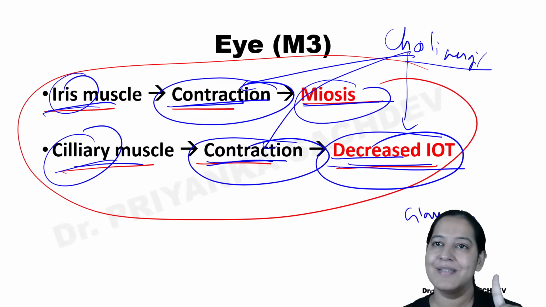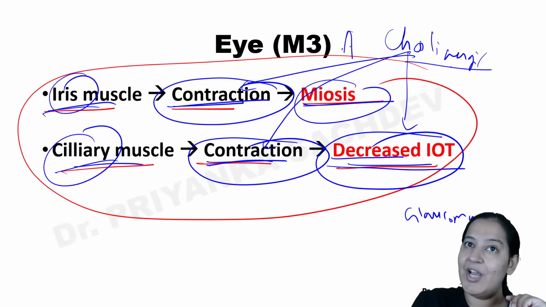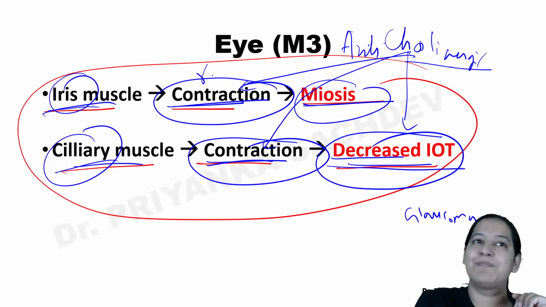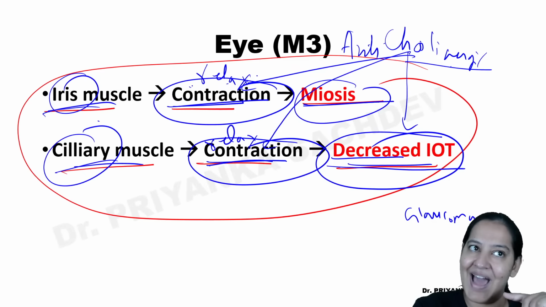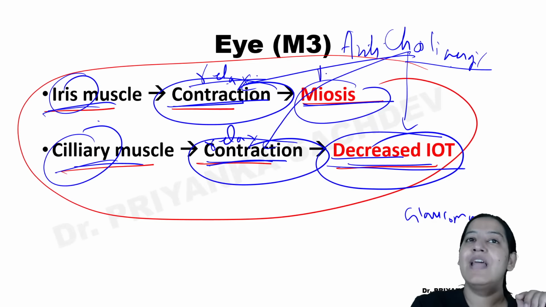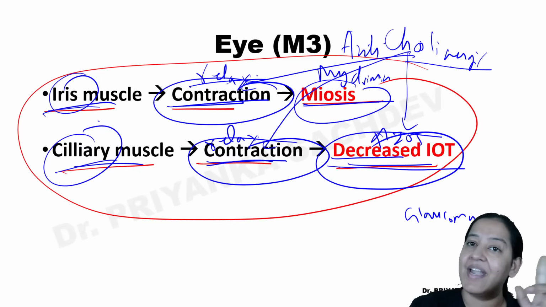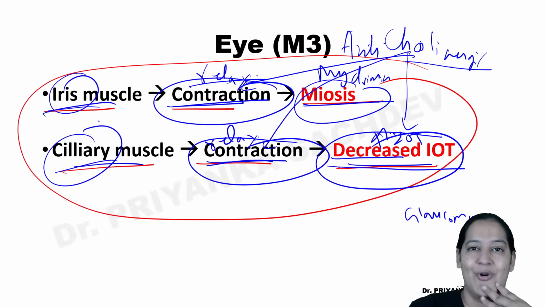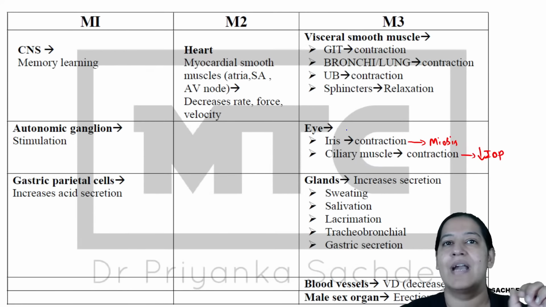So that is the thing. They cause miosis and they decrease IOP. Just in the second chapter, when I teach you anticholinergic drugs, they will relax both muscles. Anticholinergic drugs cause relaxation of the iris and also relaxation of the ciliary muscle. Since they relax the iris muscle, they cause mydriasis. And since they relax the ciliary muscle, they increase IOP. That's why anticholinergic drugs are contraindicated in glaucoma. So that is a summary. So the first two chapters you will have understood. So that is about the eye.